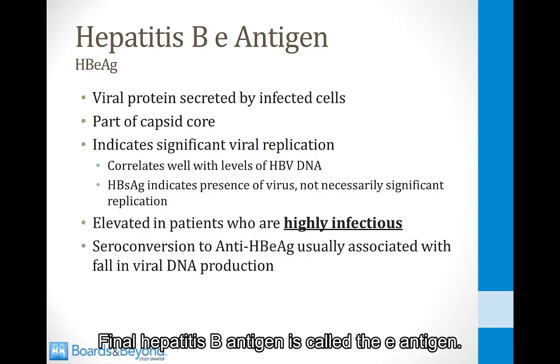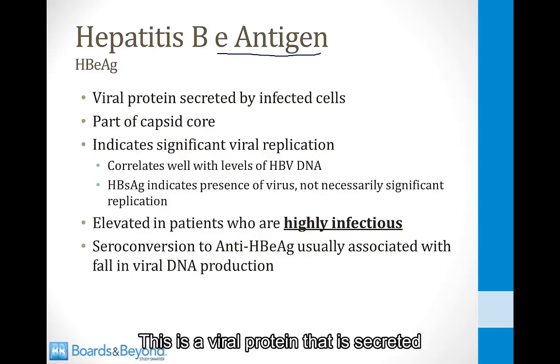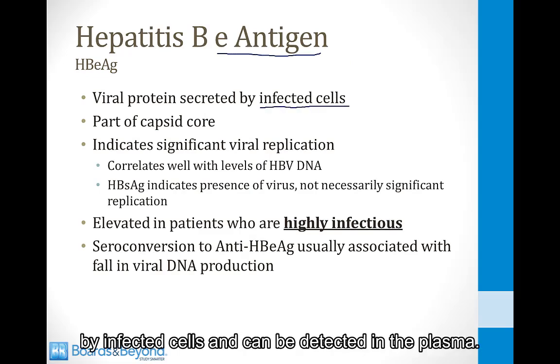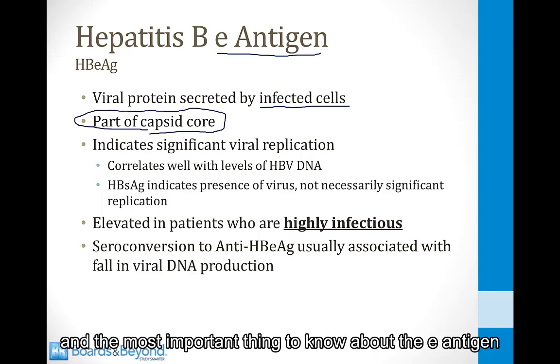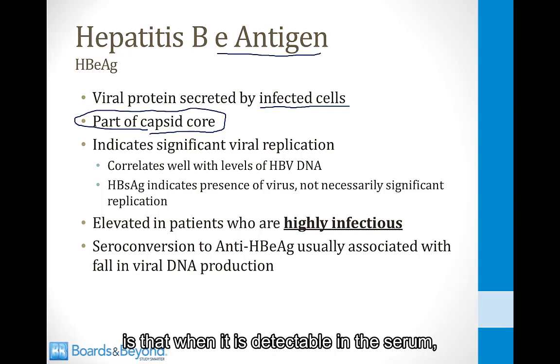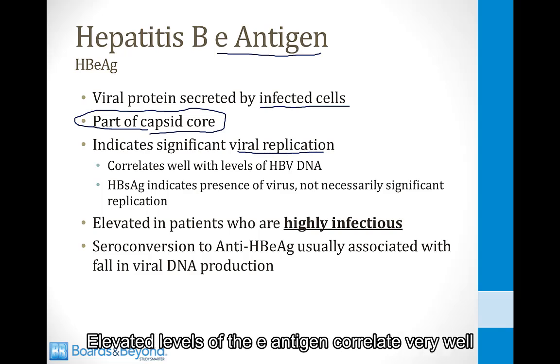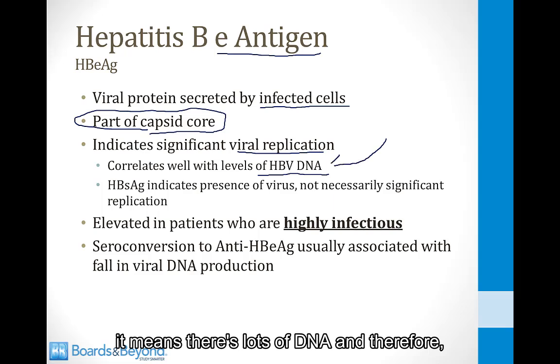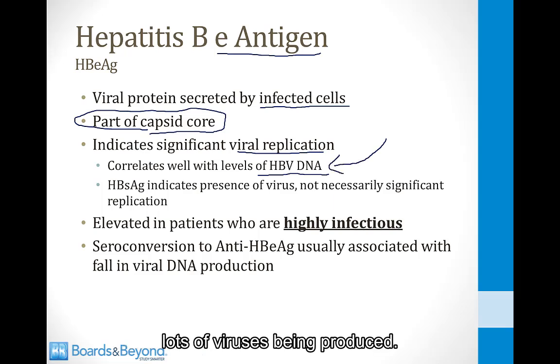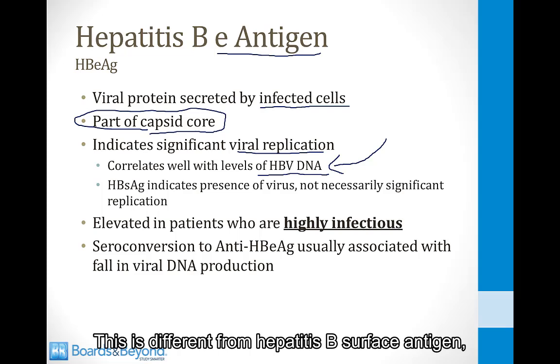The final hepatitis B antigen is called the E antigen. This is a viral protein that is secreted by infected cells and can be detected in the plasma. It's part of the capsid core, and the most important thing to know about the E antigen is that when it is detectable in the serum, it indicates significant viral replication. Elevated levels of the E antigen correlate very well with levels of hepatitis B virus DNA. So when the E antigen is elevated, it means there is lots of DNA and therefore lots of viruses being produced. This is different from hepatitis B surface antigen.